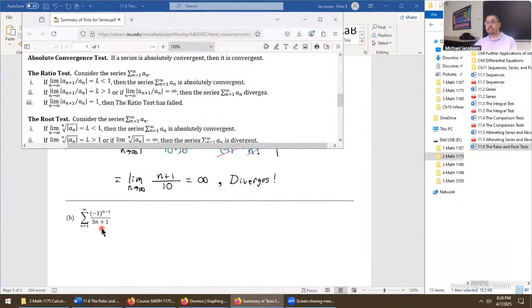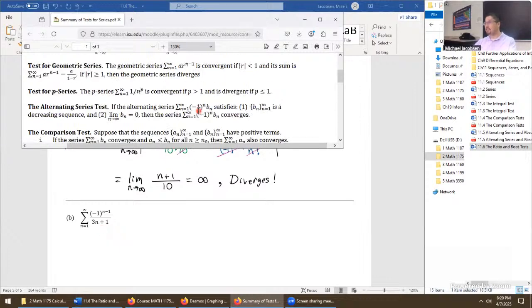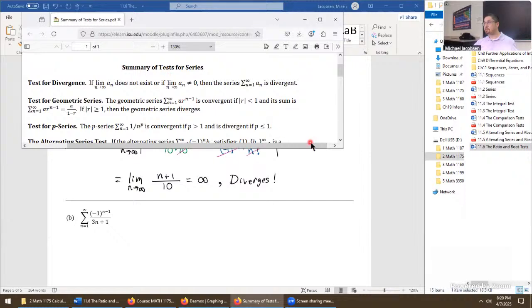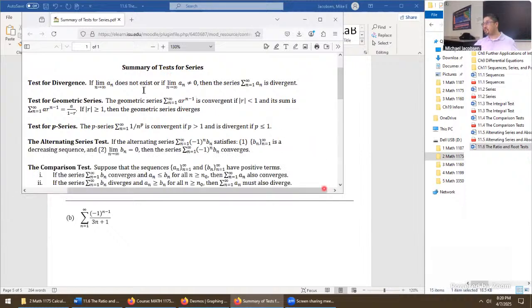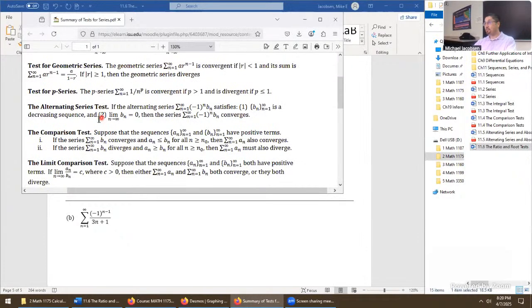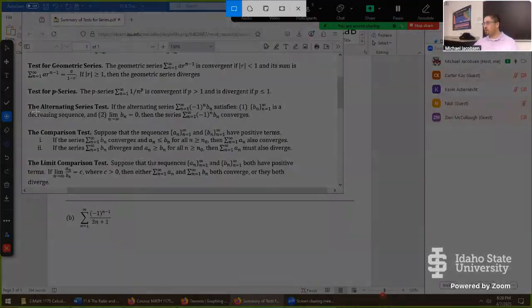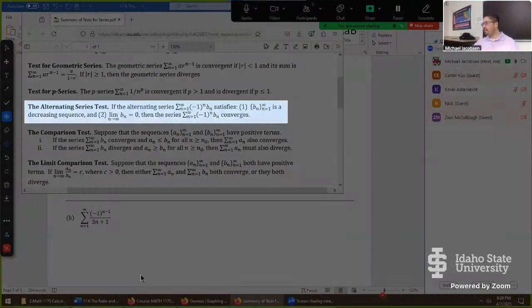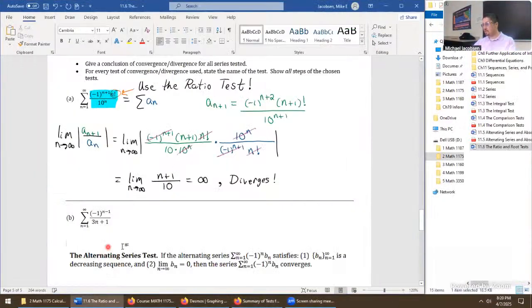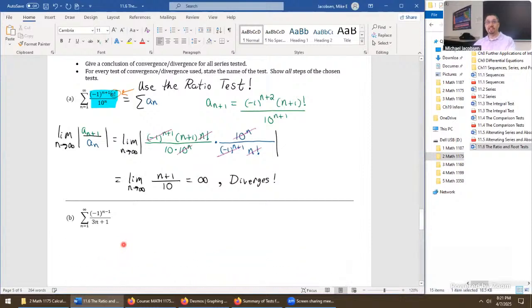that when we looked at the series, nothing really jumped out at us of needing the most powerful test. If we're really looking at the summary of tests for series, we should always start at the very top, find the one that fits it the best. And it really is the alternating series test on this one. It's been a while, so we'll cover this one really carefully and make that our official method.